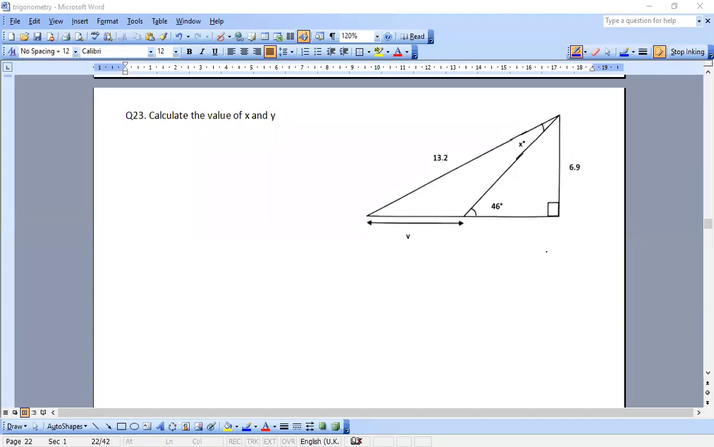Question number 23, calculate the value of x and the value of y in the diagram. So if you look at the diagram, we have x over here and we have y over here. We have to calculate these values. Okay, so first of all, let's try to find out the value of x.